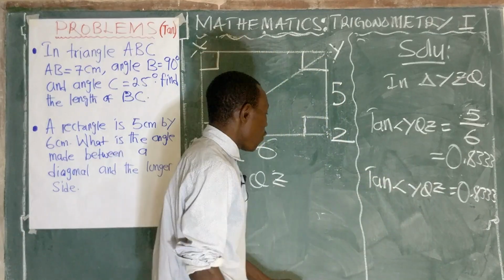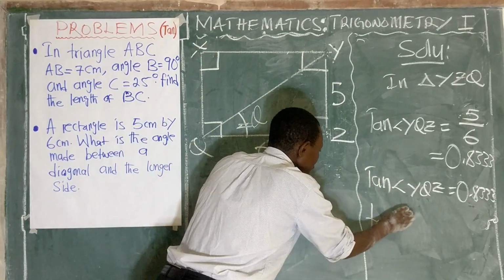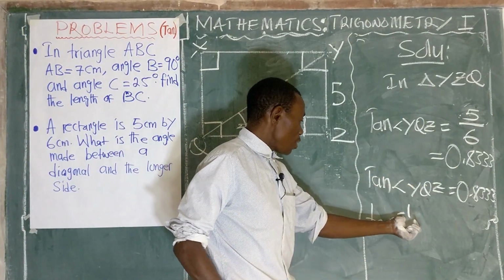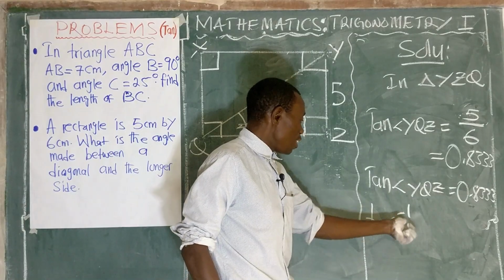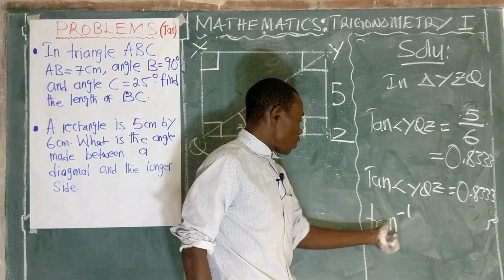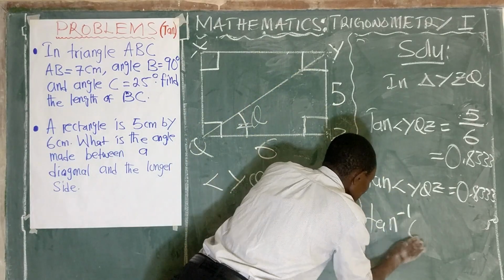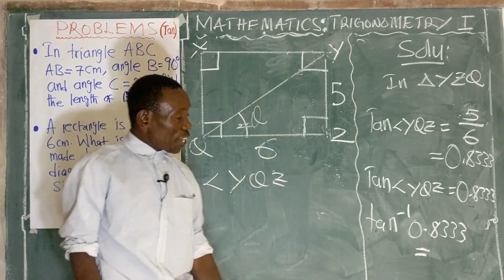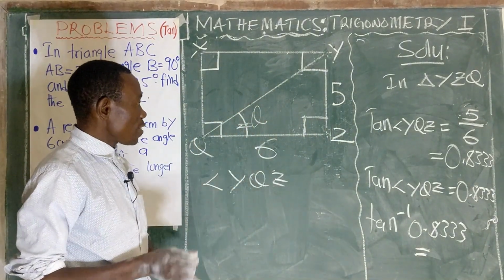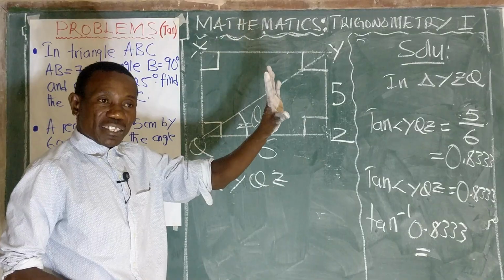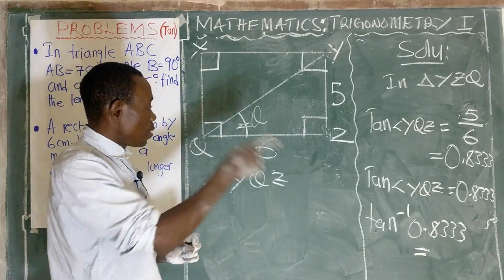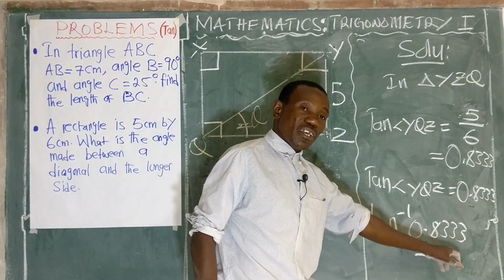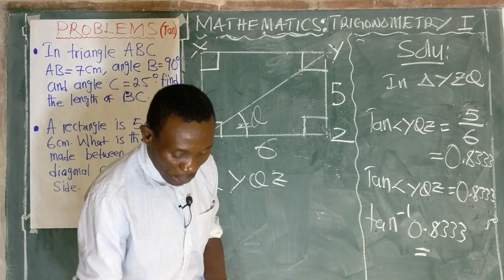So to find the angle, we write the symbol of tan inverse, which is more like the opposite of tan. You write it with the symbol raised to the power -1. That talks of the tan inverse of 0.8333. So if you go to the calculator, first press the second function key, then press the tan button. This symbol will come out, then you enter 0.8333 and press equal to. The value will come out.